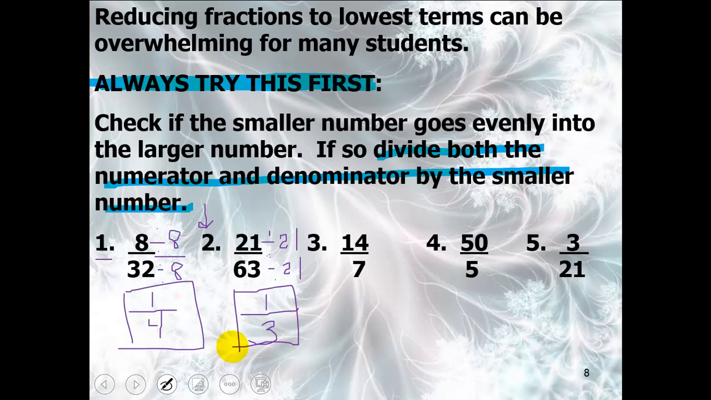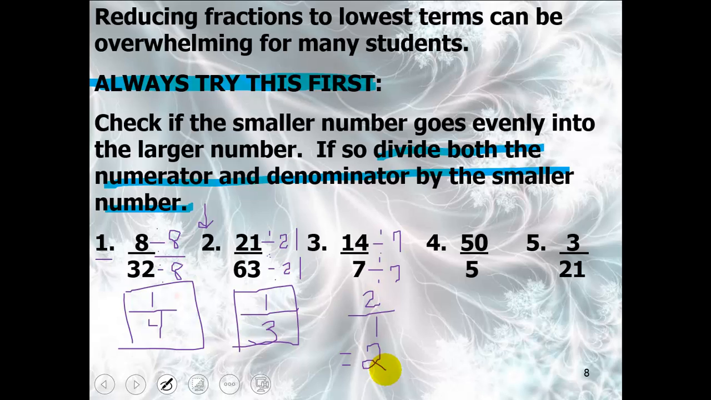All right, example 3, 14 over 7. Does 7 go evenly into 14? Yes, it does. So divide top and bottom by 7. 14 divided by 7 is 2, and 7 divided by 7 is 1. So that's the equivalent of anytime we have 1 in the denominator, that means we have a whole number, or an integer I should say, and that is 2.